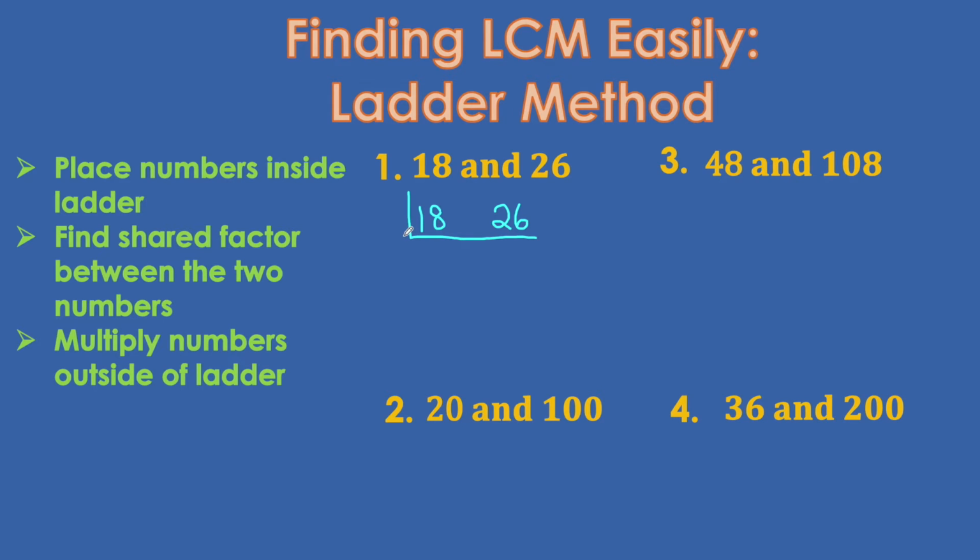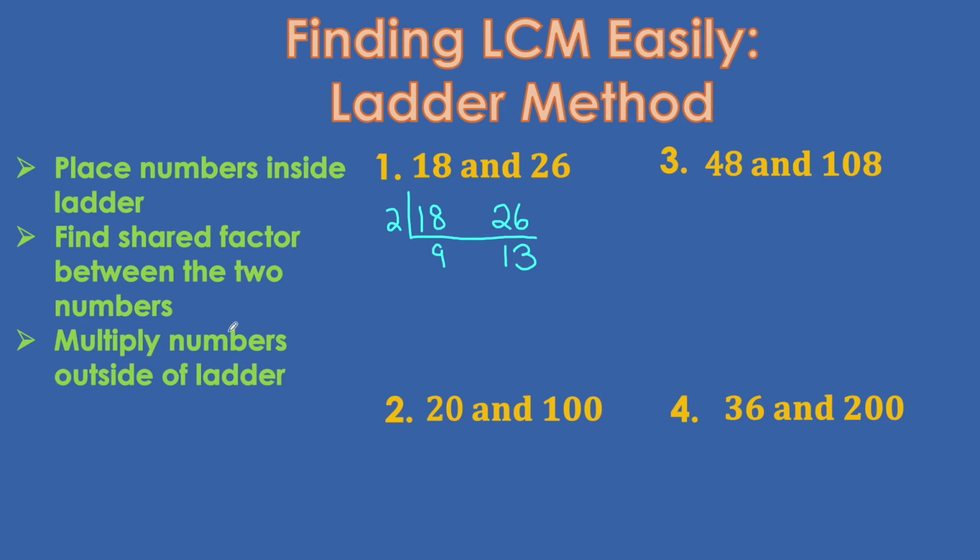And what this does is basically it's going to serve as a division sign. So now we want to find a shared factor between the 2 numbers. For example, 2. 2 is a factor that is in common with both of these numbers. So we're going to write a 2 on the outside of this L-shaped sign. Then it's just a division problem. How many times does 2 go into 18? It will be 9. How many times does 2 go into 26? 13.